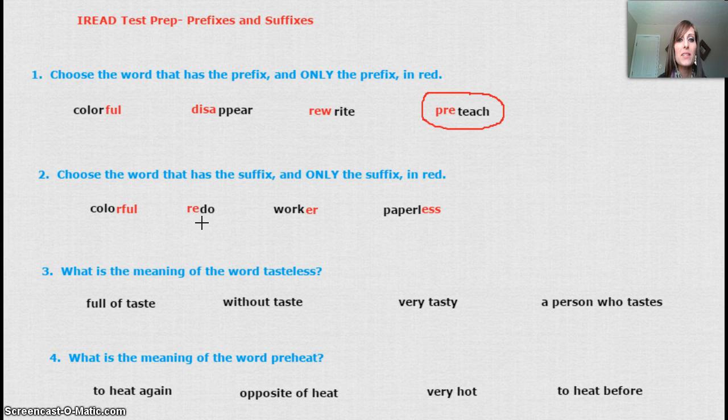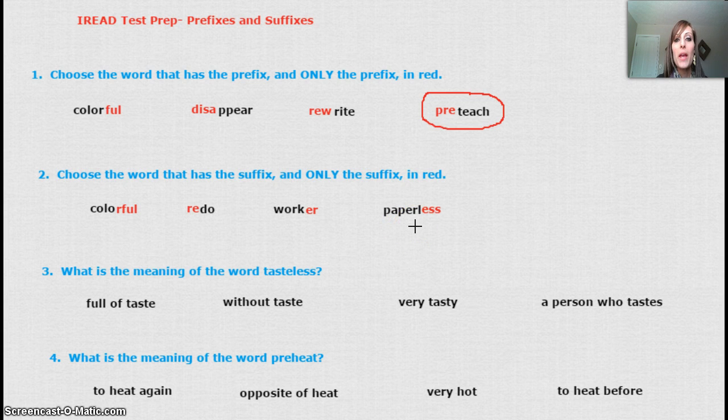Redo. Well, let's look at the end. Do. Do is my actual root word. That's not a suffix. And if I look closely, they have re in red. Re gets added to the beginning of my root word. Re is a prefix, not a suffix. Worker. Work is my root word. Er got added to the end of my root word. Er means one who does something, one who works. That might be it, but let's check all our choices.